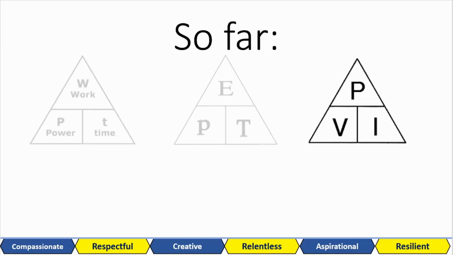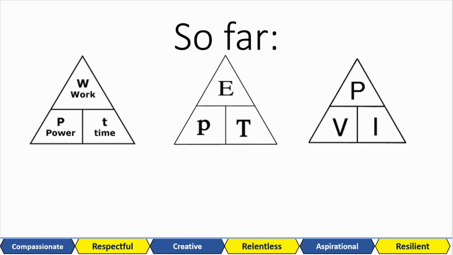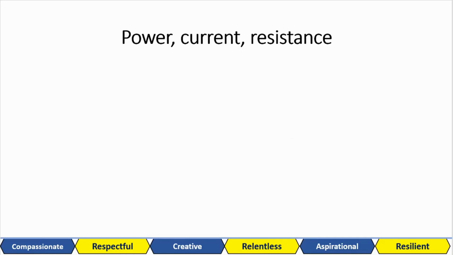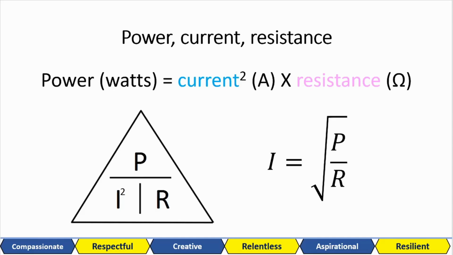So far we've seen these 3 equations. Power is work done over time, power is energy over time, and power is potential difference times current. But there is another. This is when you're given the current, but instead of potential difference, you're given the resistance. And this is what that looks like.